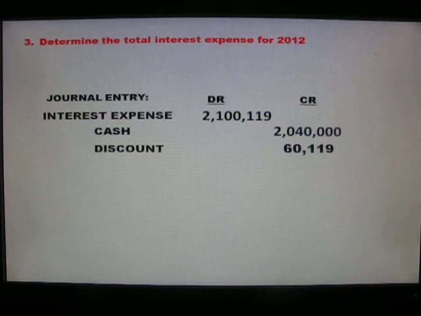Part 3 says determine the total interest expense for 2012. They just want you to realize the interest expense is not the same as cash in accounting. So our interest expense is the $2,119,119.